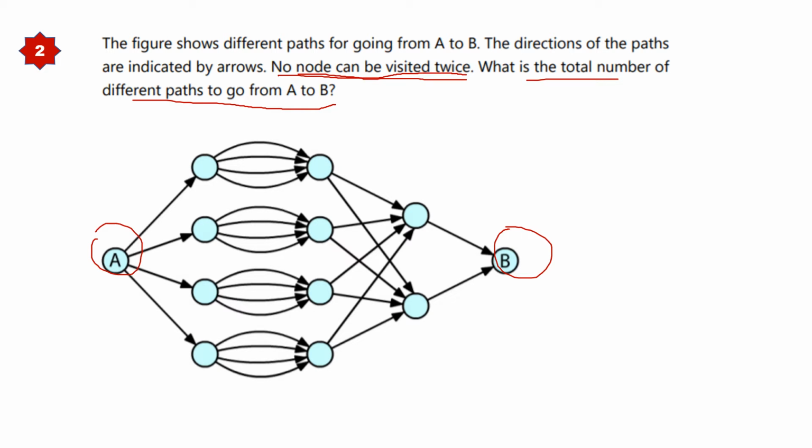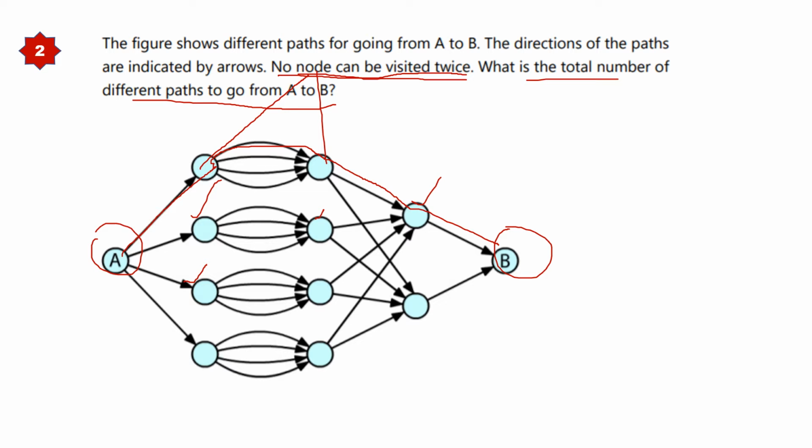Nodes means these blue things are nodes. This one, this one, this one, this one. All these things are nodes. So our path must not go through it again and again. Either we can go this way from A, then top, then this one, this one, this one. That is one path. Like that, how many different paths can we take from A to B?